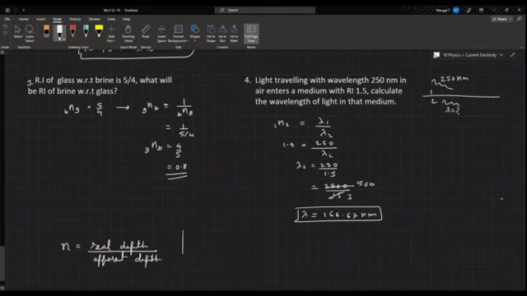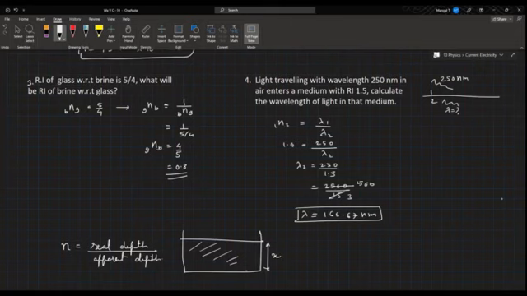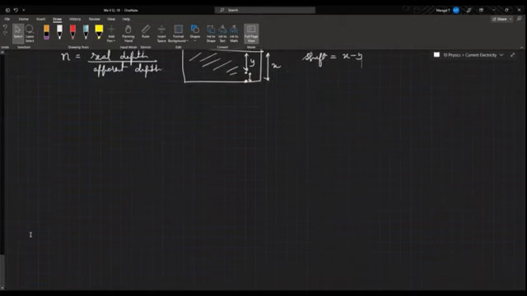Okay, so just a quick recap of this. This is the water. This water has a real depth of x. So anything that is placed will appear to be raised. So this is y, which is called the apparent depth. This is called the shift. So shift is x minus y. So let's do a couple of questions based on this.